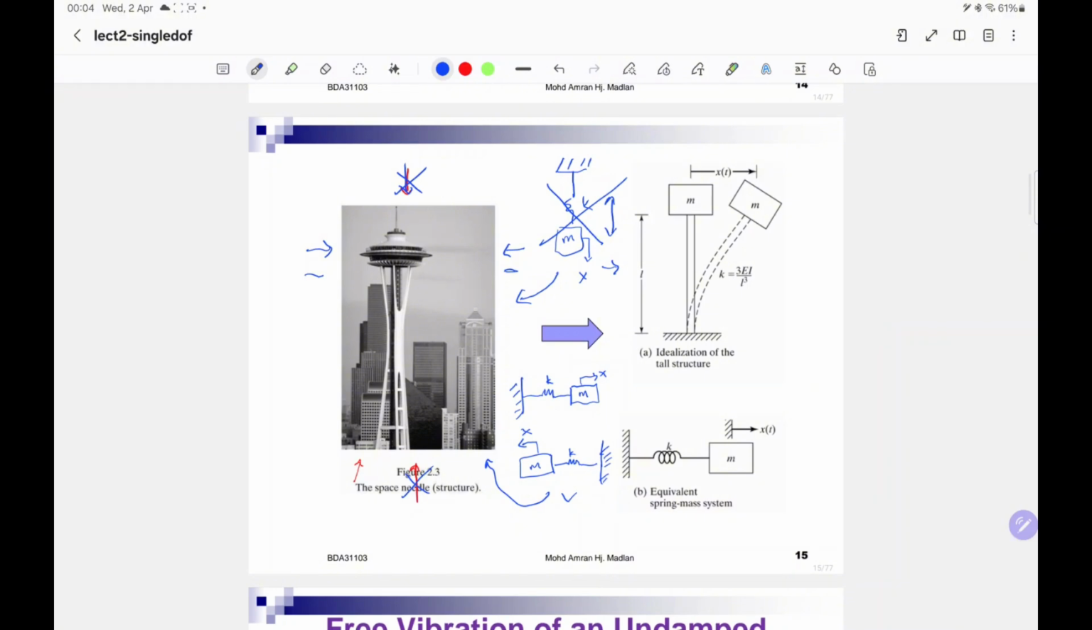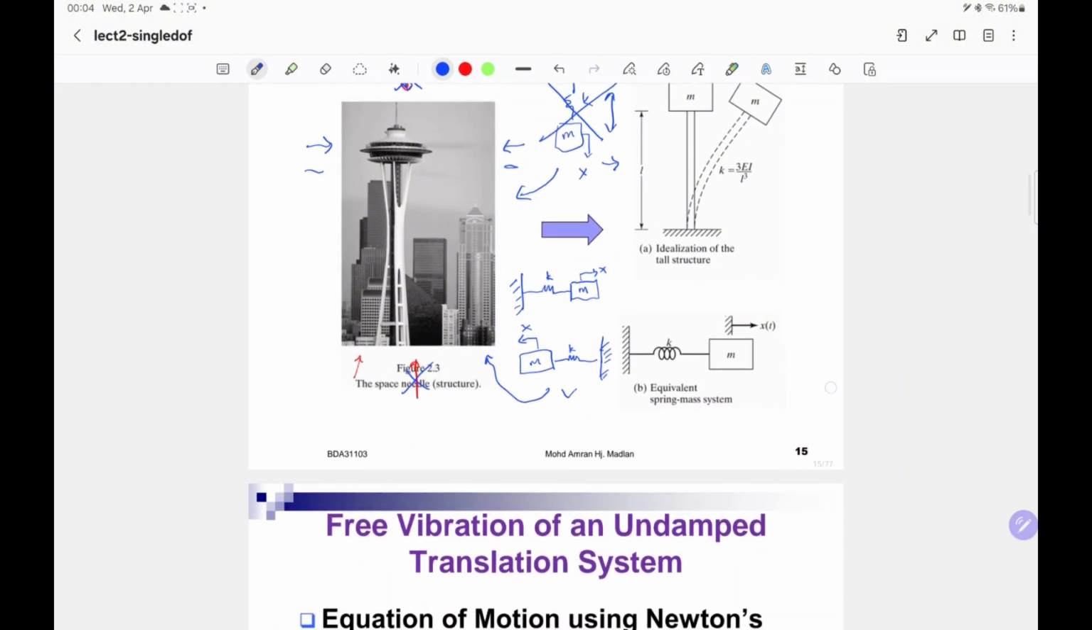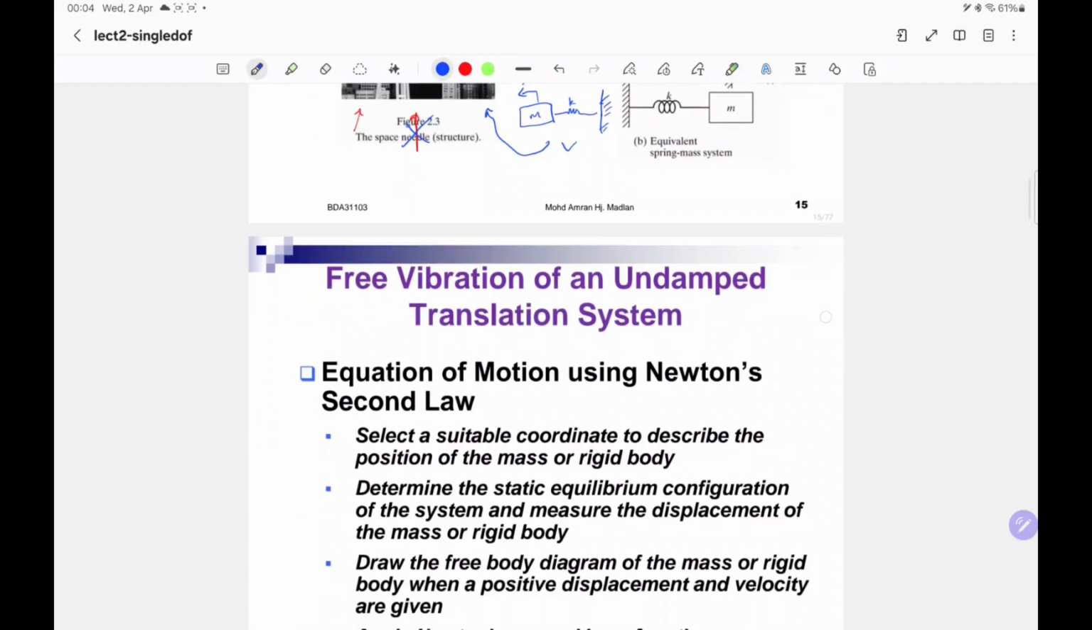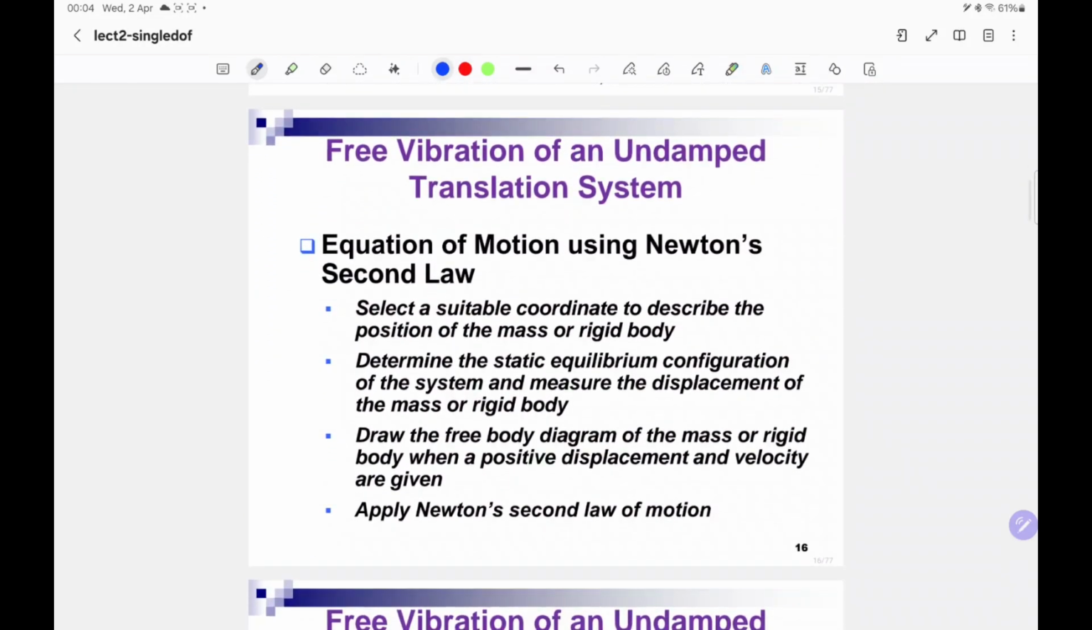So this is just a bit of overview on a single degree of freedom vibration system. In the next session, we will look at free vibration of an undamped translation system.